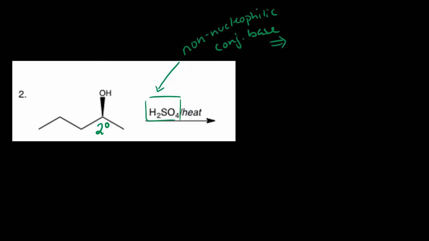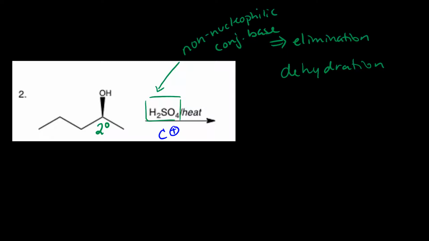All right, once again, we have a secondary alcohol, and now we are subjecting it to H2SO4 in the presence of heat. H2SO4 is an acid that has a non-nucleophilic conjugate base. And so these types of acids are used to drive elimination reactions. So this is going to be a dehydration. And now we need to think about the mechanism.